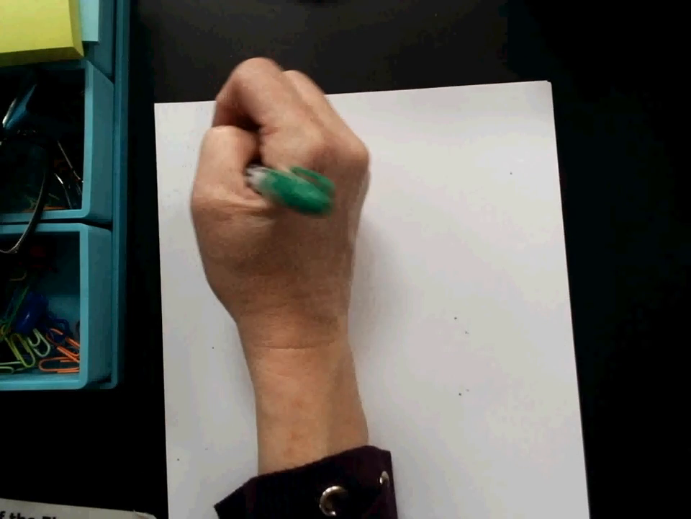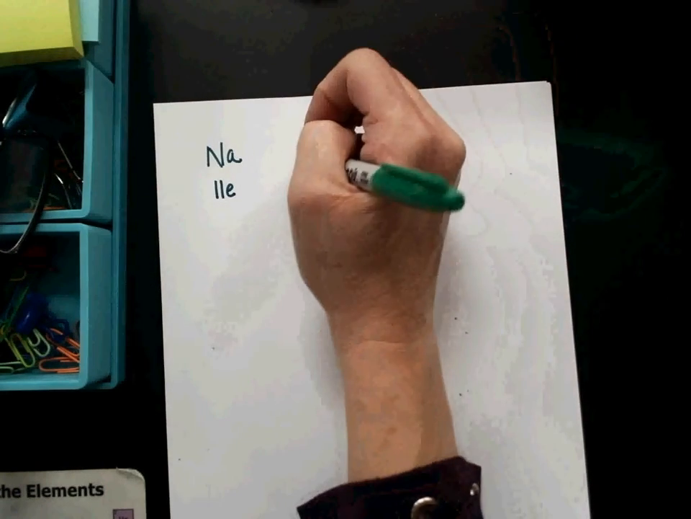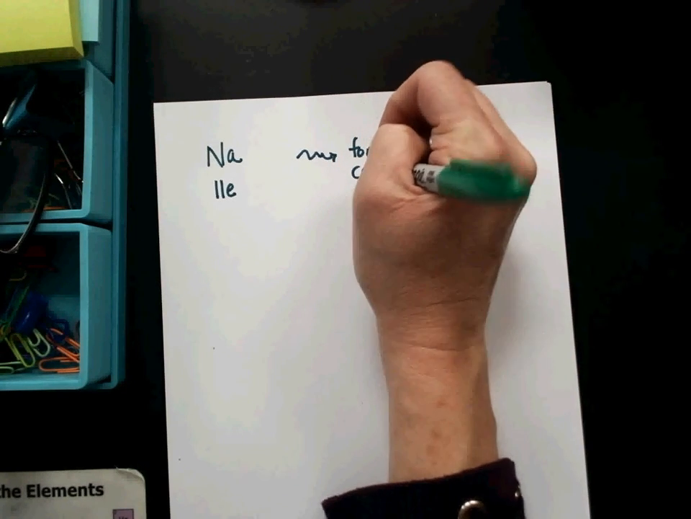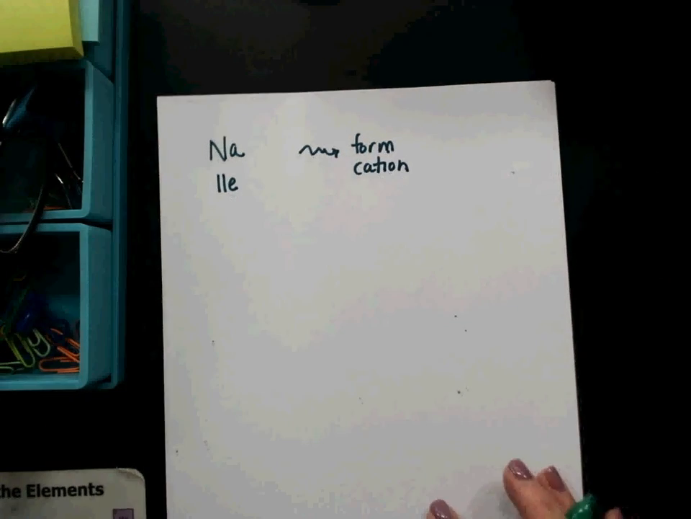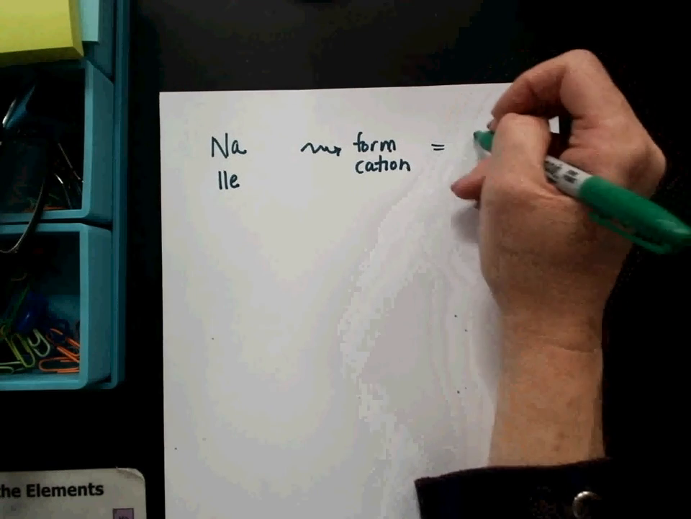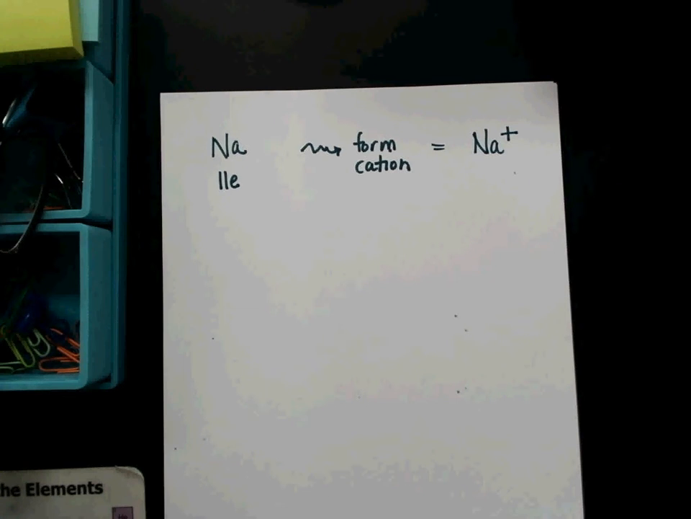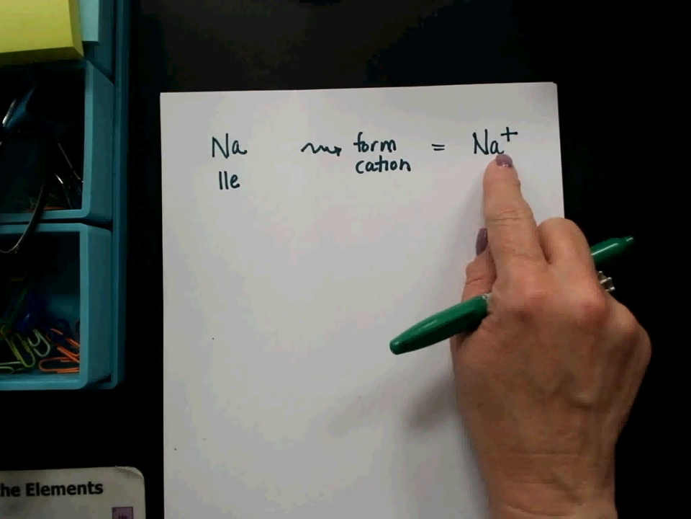Okay. Let's look at another one. Let me think for a minute. I don't want to give you too big a one. Let's look at sodium. How many electrons does sodium normally have? Okay, so we've got 11 electrons here. And I'm going to tell you it forms a cation, always. And it looks like this, Na+.